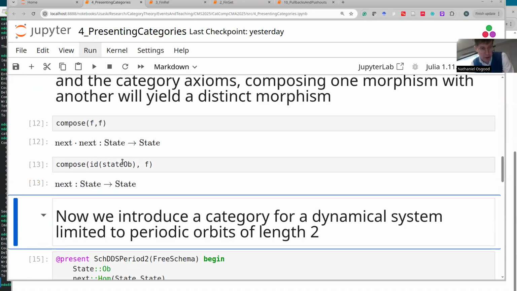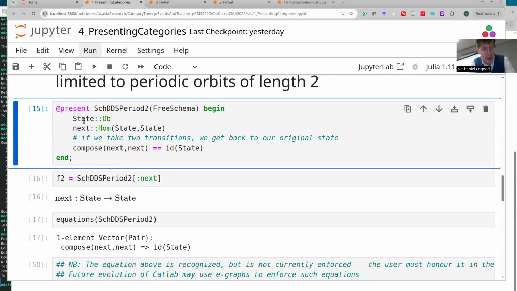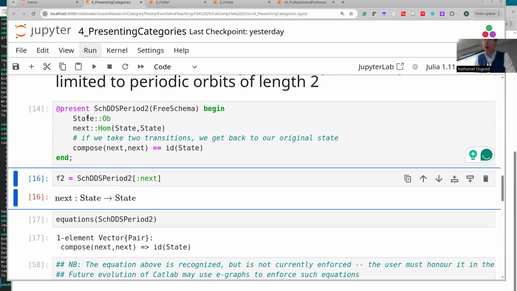I can compose an identity on state with next, and we'll get next back. So there's knowledge here about the laws of categories: if you compose identities with morphisms, you get back the original morphism. If you compose 2 things here, next and next, you will get back a new morphism, because that's a category freely presented. I am now going to offer a related category, but with the other key component.